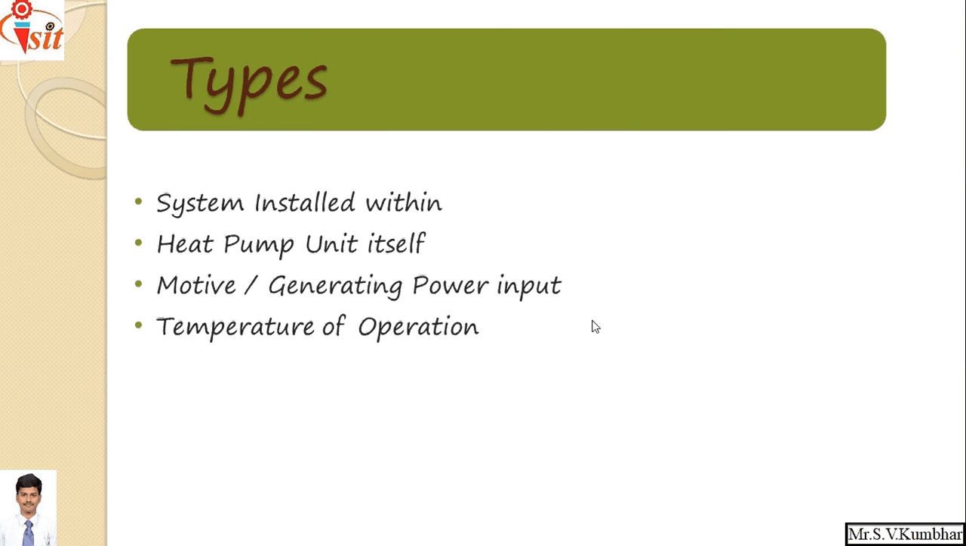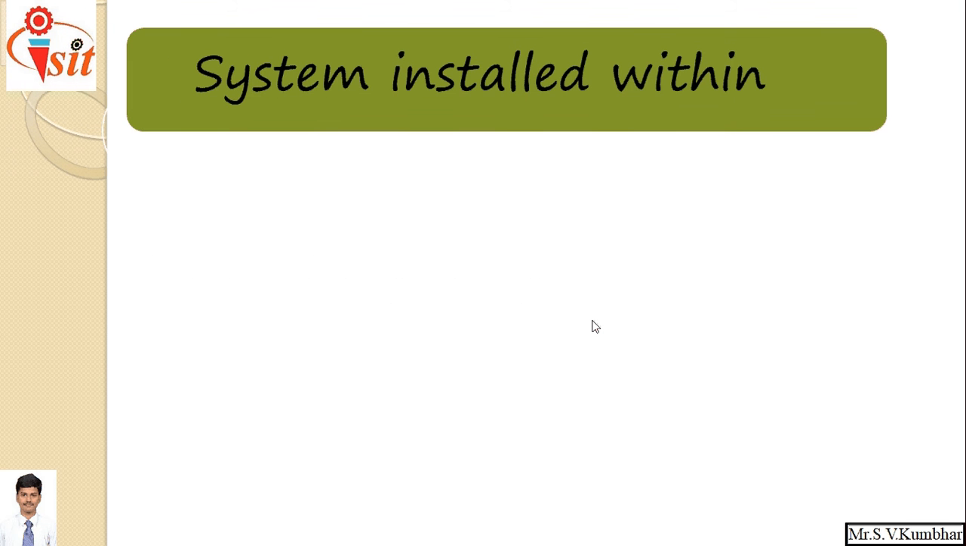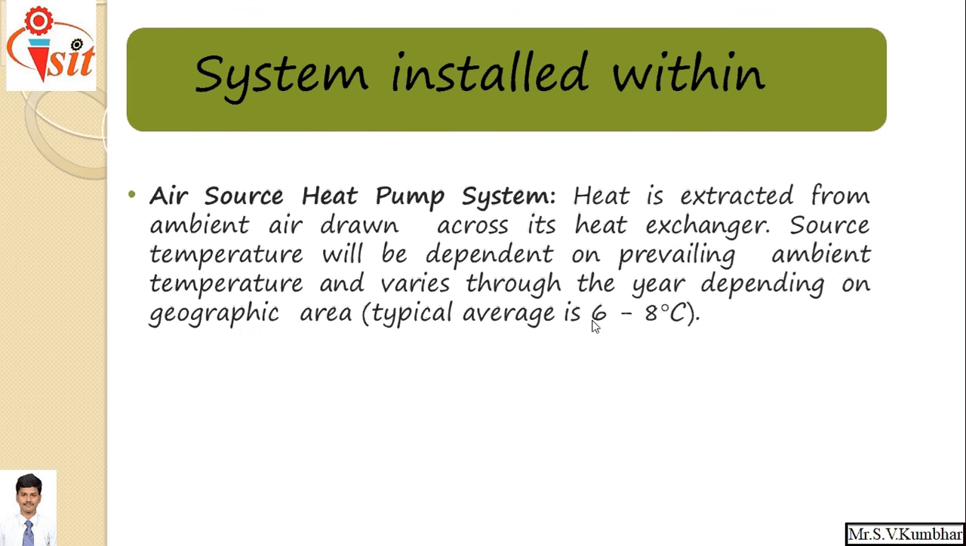Different types of heat pump. Heat pumps are classified on the basis of the system installed within the heat pump unit itself, the motive or generating power unit, and the temperature of operation. These are the different types of heat pump. So the first one, system installed within. Air source heat pump system.